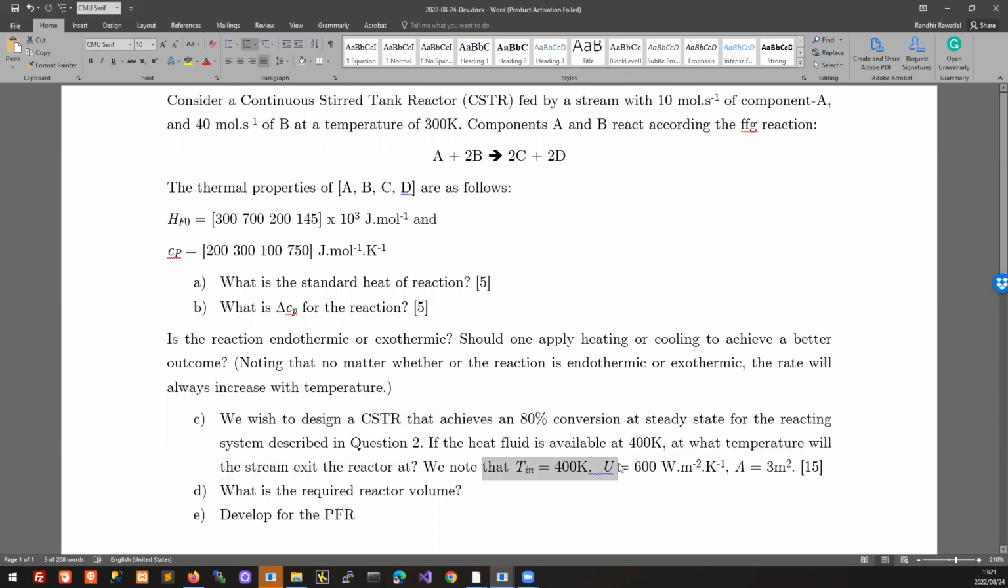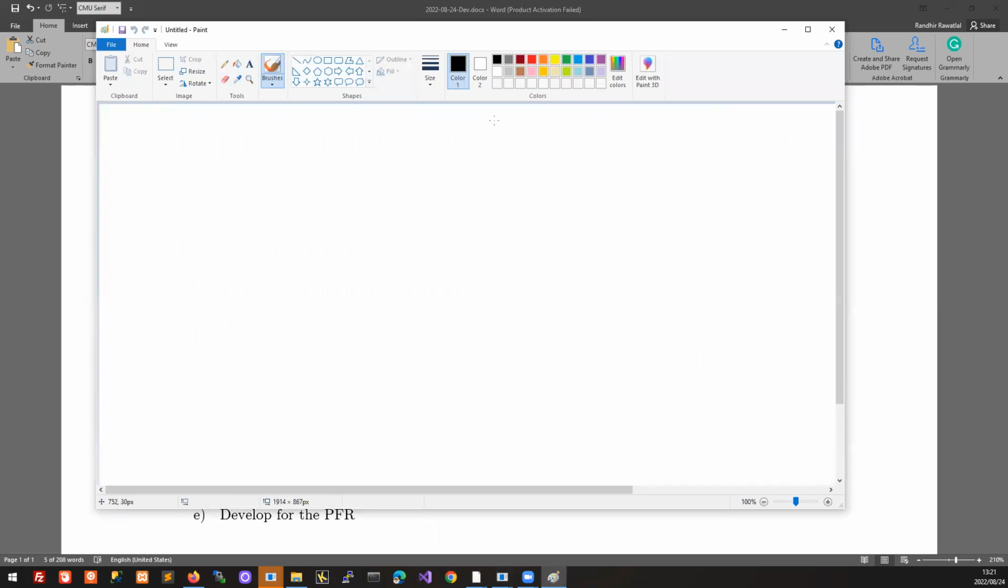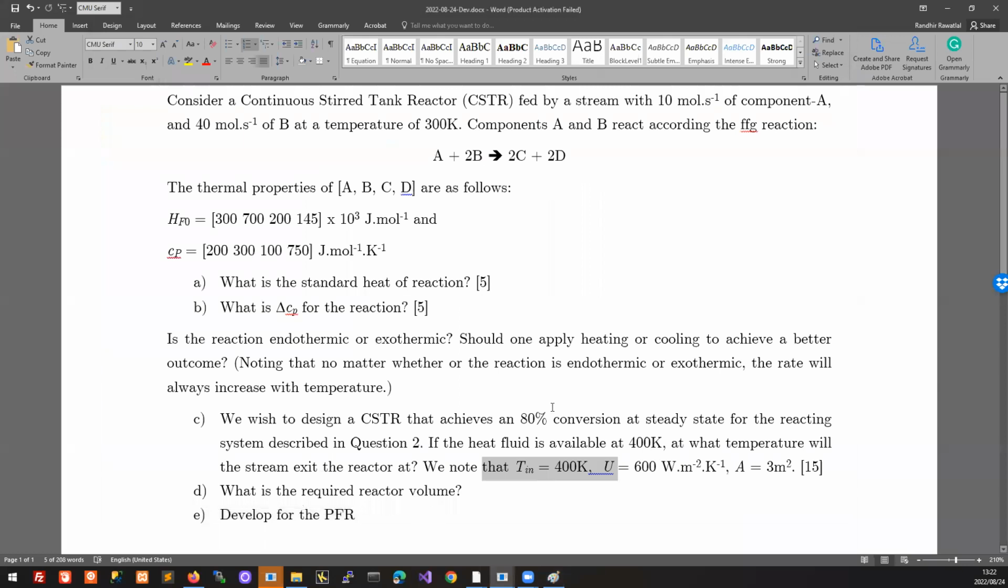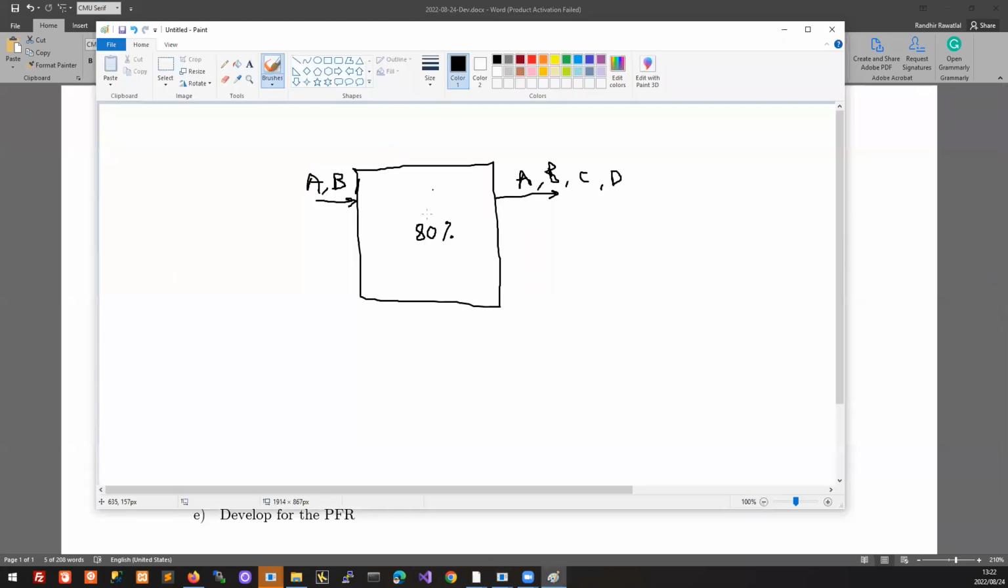Okay, so as always, best to make a little sketch here. So we've got our CSTR, and we've got component A and B entering, and it's going to react. We are going to get to 80% conversion. And so we will have A and B left over. So exiting will be A and B and C and D. And we seem to be either heating up or cooling down this reactor also. So let's see, does it say what type of heat exchange? Doesn't really say. So let's just assume it's a jacketed CSTR. So it's jacketed.